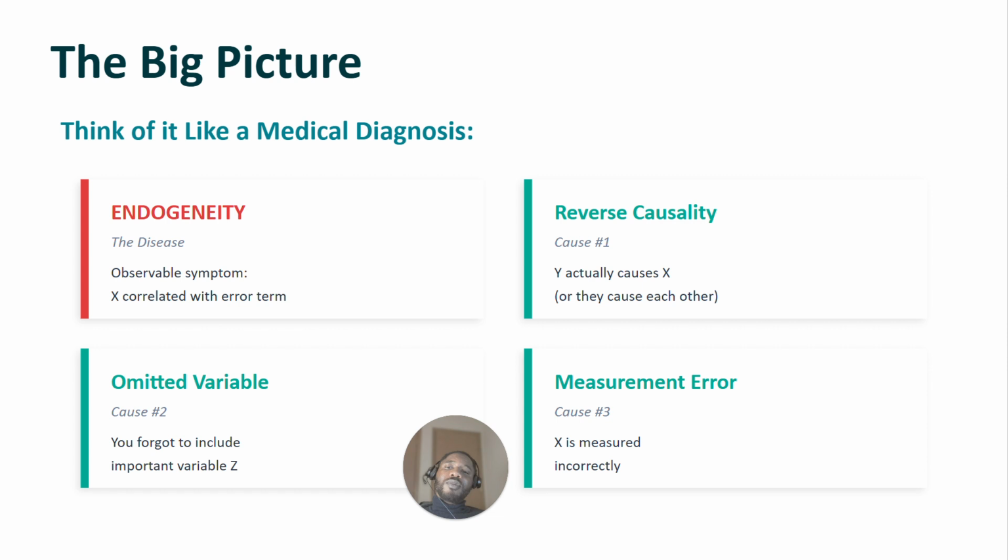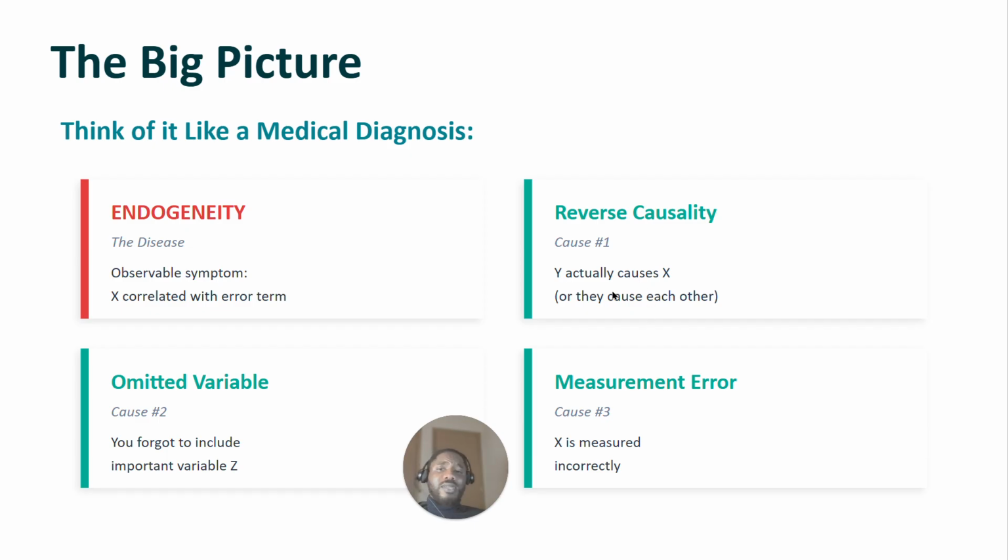But just like fever can have different causes, endogeneity has three main causes. Endogeneity is a disease, let's say fever, or it can be diabetes. So what are the causes of fever? What are the causes of endogeneity? The first cause of endogeneity is reverse causality. Number two is omitted variable bias. And number three is measurement error.